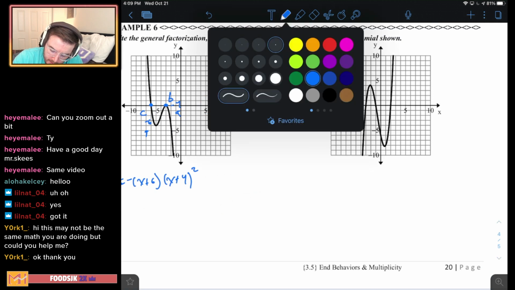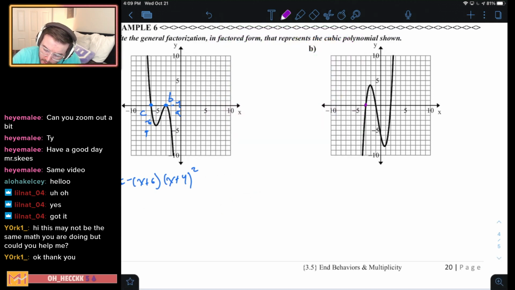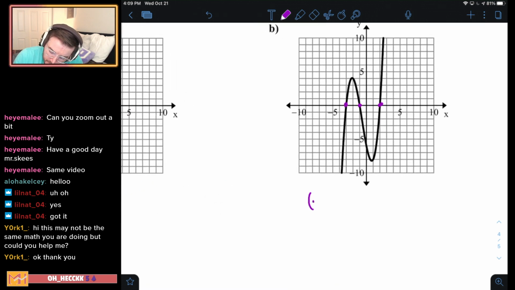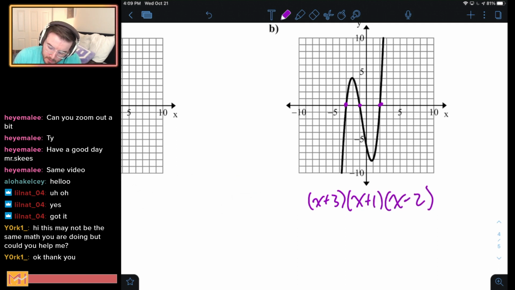Let's do it again. The zeros are right there, which is at -3, so plus 3, -1, so plus 1, and 2, so minus 2. I see cross, cross, cross. Easy. I'm like done. I'm done. Is it negative? Well, this thing's going up, so it's going to stay positive. Boom. I'm done.